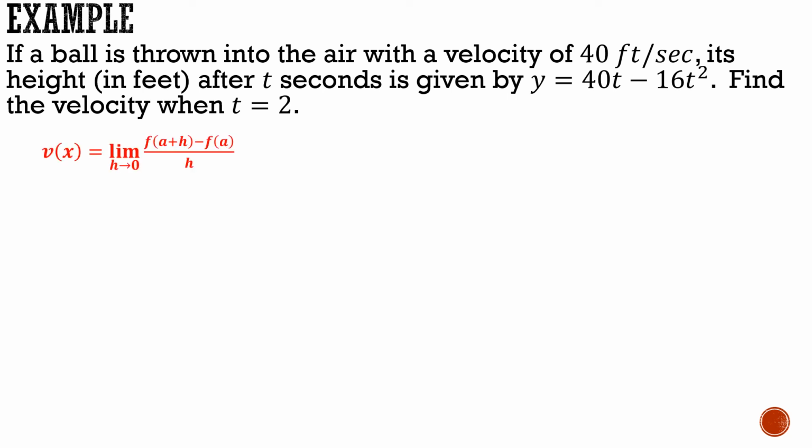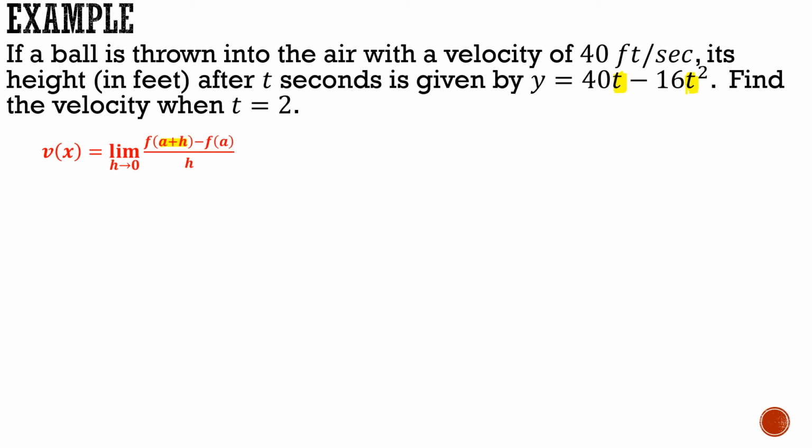So again, I'm going to start with my formula. The limit as h approaches 0, f of a plus h minus f of a over h. Now this first part of my formula says f of a plus h. Now to find f of a plus h, everywhere I see a t, I'm going to replace it with a plus h. So I'm going to put a plus h here, and I'm going to put a plus h here.